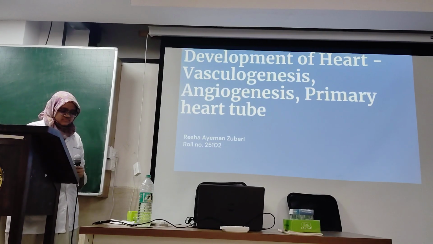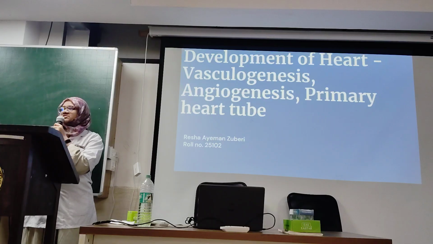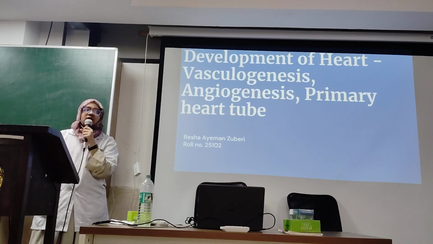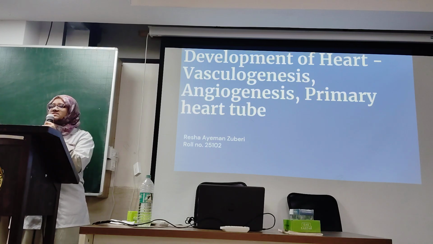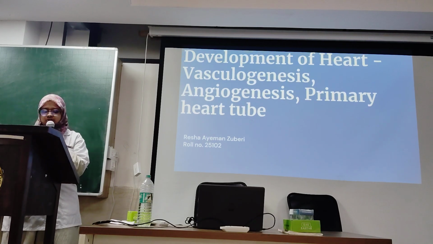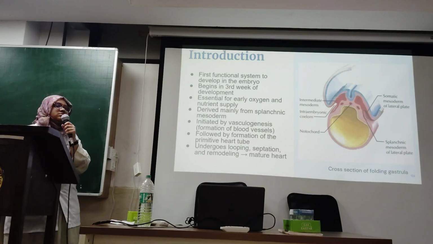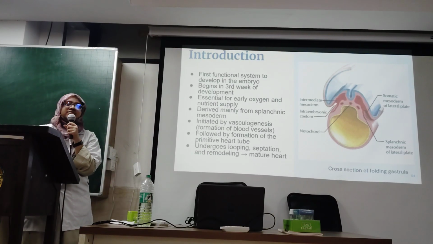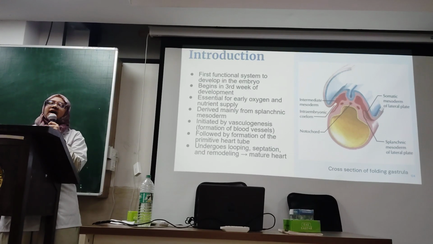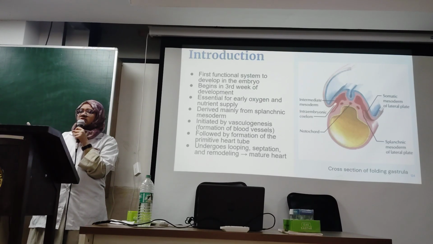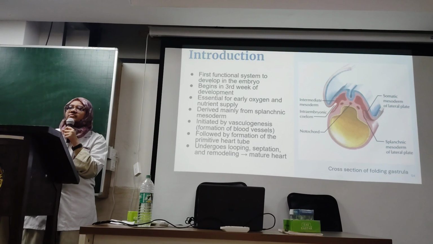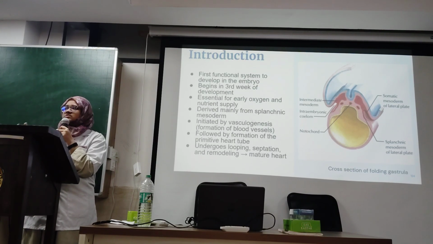Good morning everyone, I am Isha Zuberi, and now we'll be starting with the embryology of the cardiovascular system, in which I will be discussing vasculogenesis, angiogenesis and the development of the primary heart tube. The cardiovascular system is the first system to start functioning in embryonic life, and it starts in the 3rd week. Around the second week, the embryo is deriving its nutrition through diffusion from the extraembryonic serum and from the yolk sac as well.